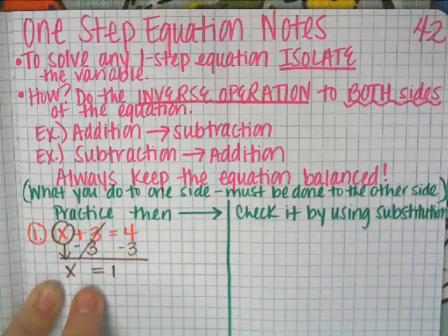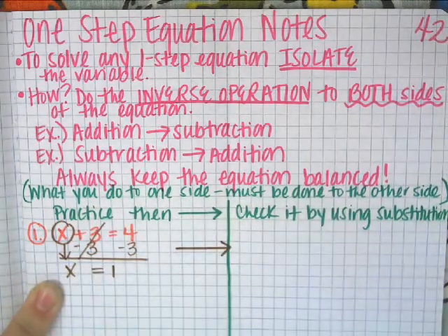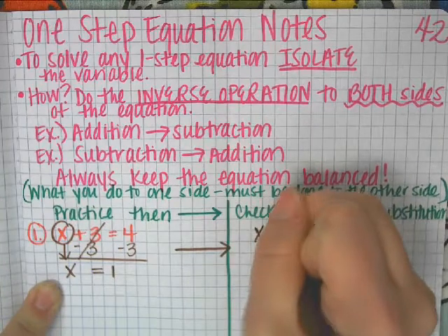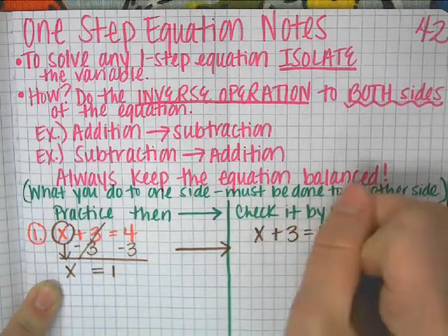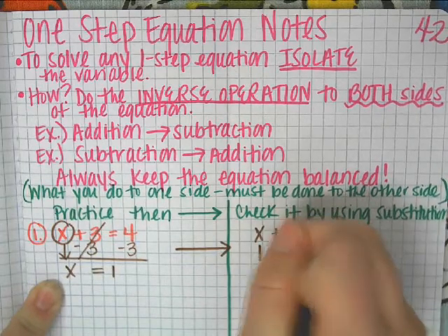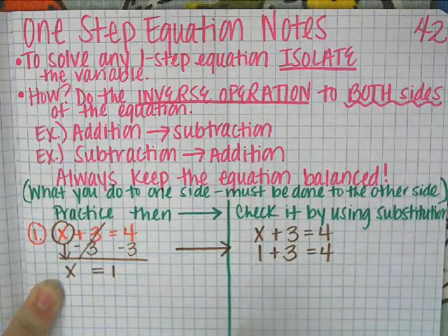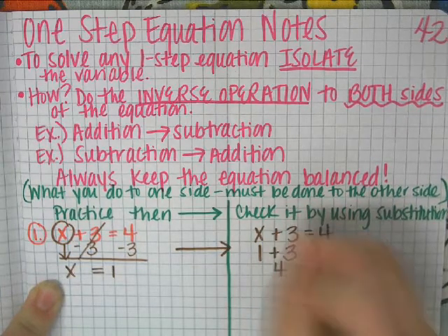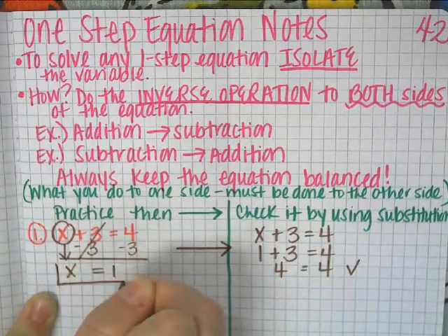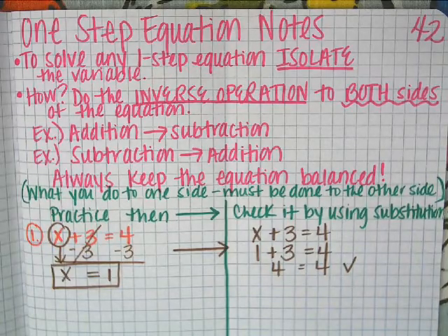Before I'm sure that x equals 1, I'm going to come over to this side and check it by using substitution. Rewriting the problem, x plus 3 equals 4. Where I think the value of x is 1, I'm going to write 1 plus 3 equals 4. And I want to make sure 1 plus 3, that is 4, and 4 equals 4. So that solution works. Box in your answer so you don't lose it. Now we're going to try another one together.